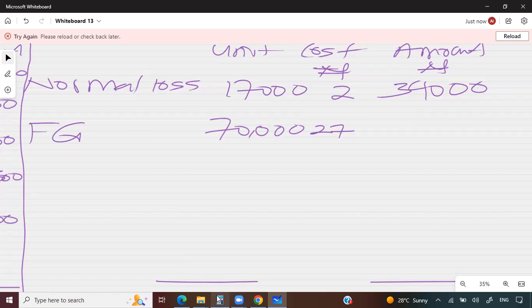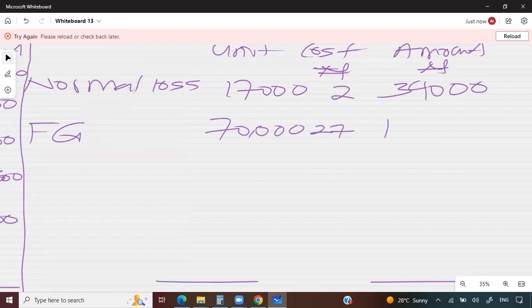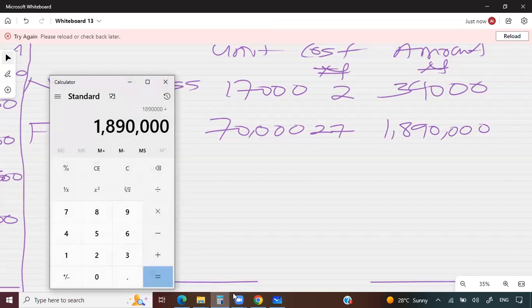So if you say what now? 27 multiplied by what? The output, which is what? 70. We have 1,890,000. So 1,890,000 plus 34,000. Then we have what? 1,924,000.